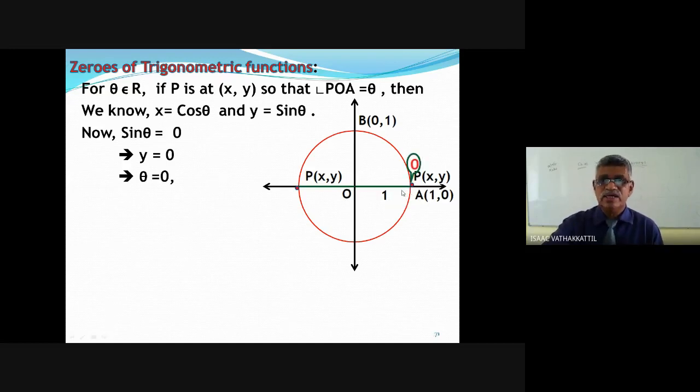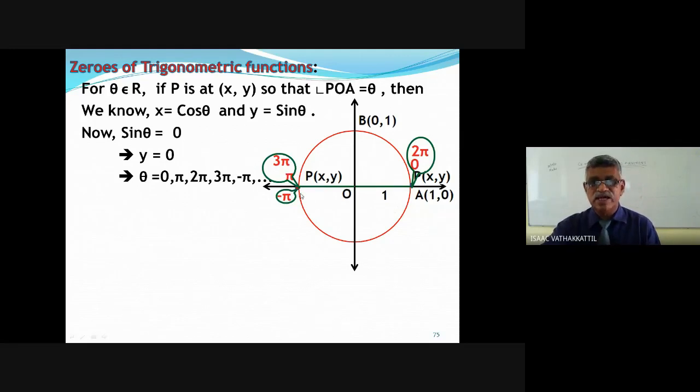Theta may be 0 here. If it is pi, the point is here. Maybe 2 pi, 0 and 2 pi come to the same point. If it is 3 pi, 3 pi comes at this point. Maybe minus pi also comes to the same point. And so on, 2 pi, 4 pi, etc. come at this point A. And 3 pi, minus pi, 5 pi, odd multiples of pi, will come on the negative x-axis.